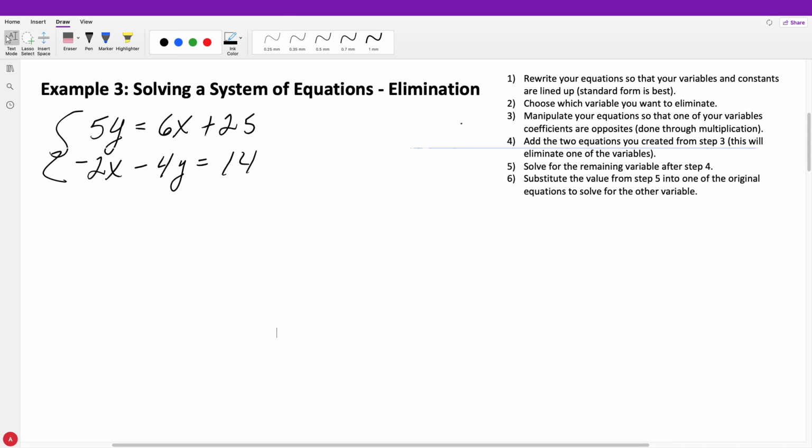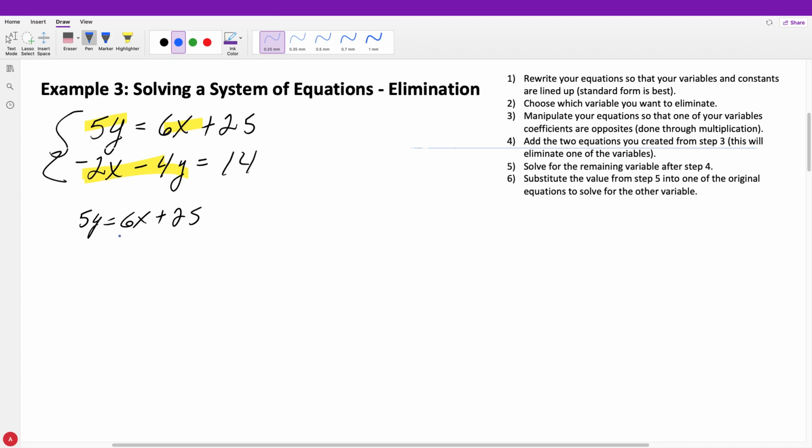All right, so here's the last example that we're going to go through. Our first thing was always to rewrite them so that our variables and constants are lined up. And you see here they're not. Here we have our x's and y's on one side of the equation, and here we have our x and y's on separate sides. So I'm going to take this first one, 5y = 6x + 25, and I'm going to rewrite this so that my variables can be lined up.